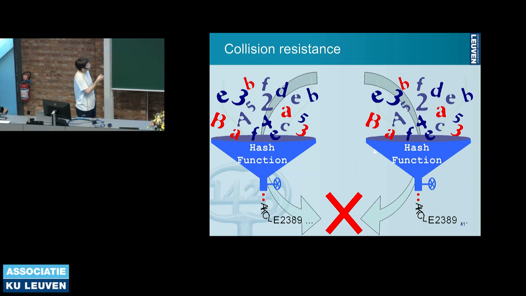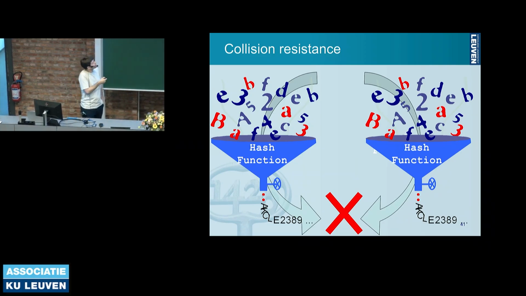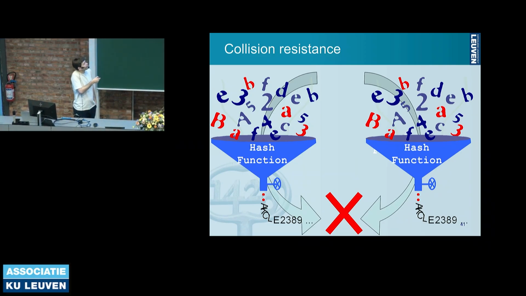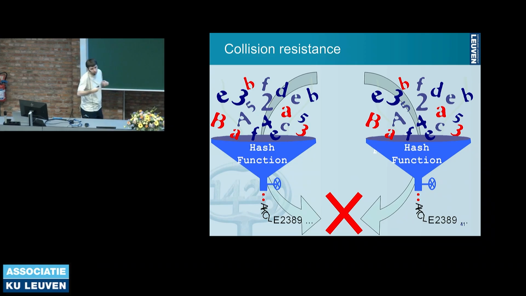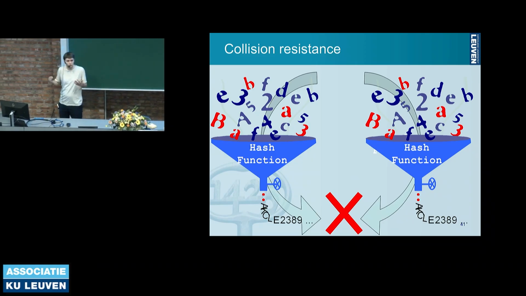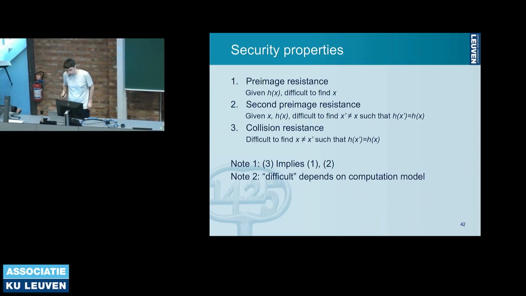And of course, to be clear, such pairs of messages must exist, because there are many more messages than there are possible digests. But we want this to be difficult to find, even though it exists.